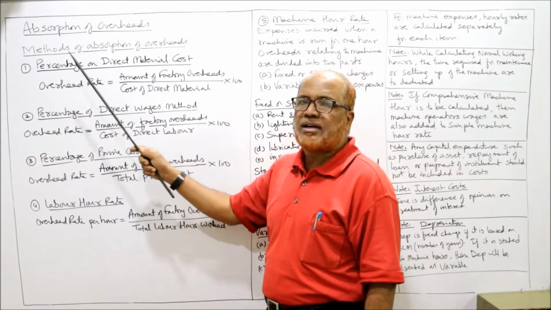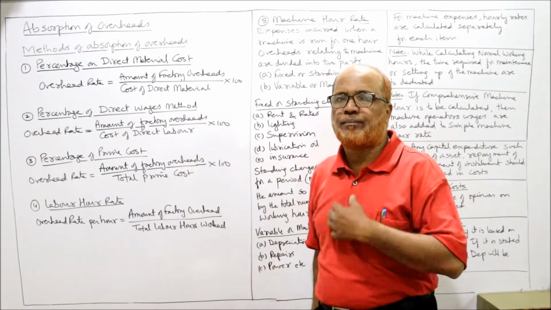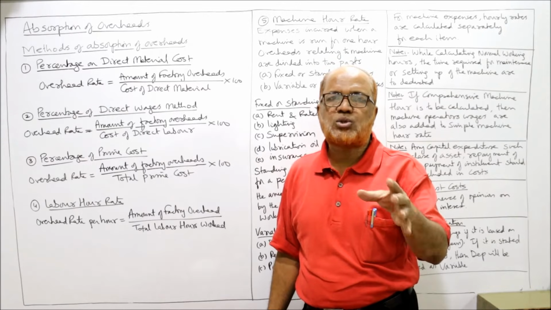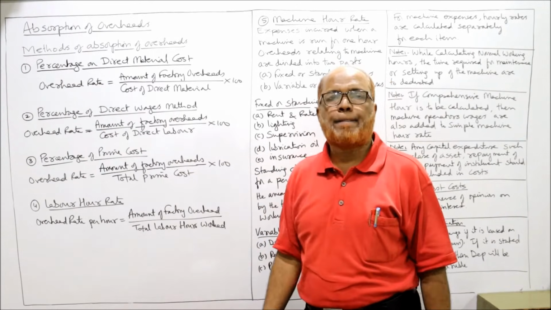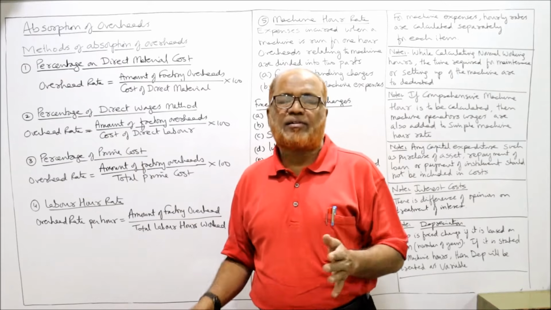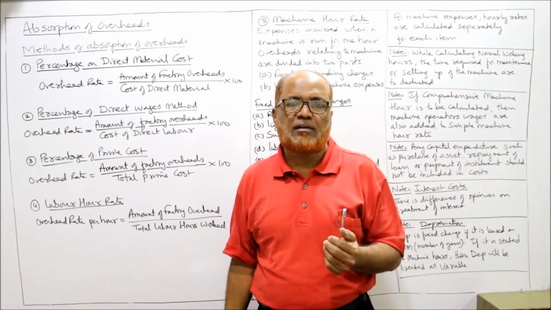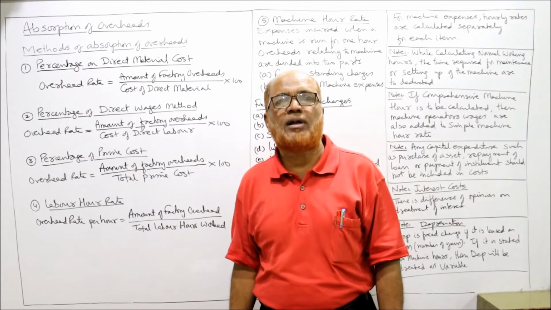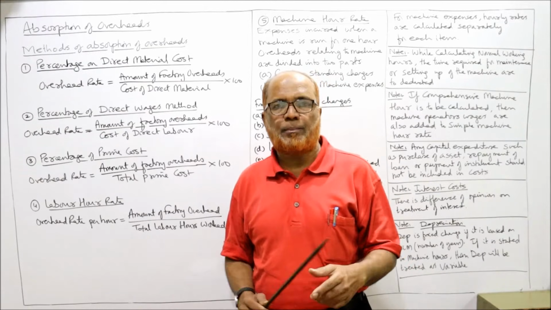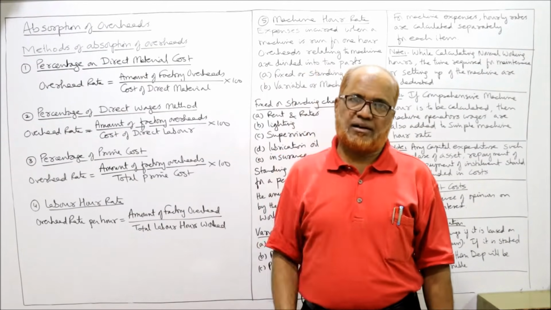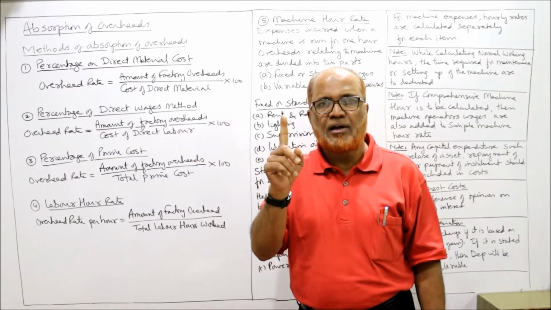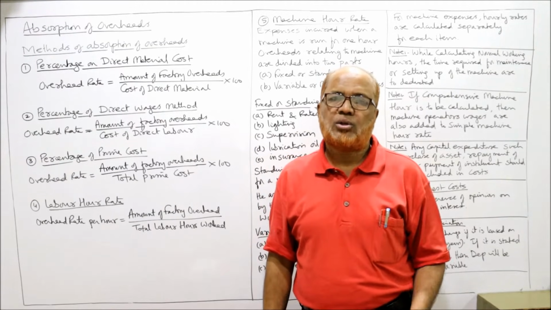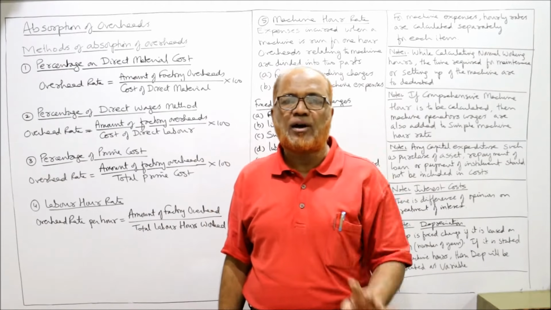The methods of absorption of overheads are, first one, percentage on direct material. Some producers say the overhead will be absorbed as a percentage of direct material. For example, in the case of a factory, the factory overheads are there. So the producer will calculate what is the percentage of factory overhead on direct material consumed. For example, in a particular period, the total factory overheads are 1 lakh, whereas the total material consumed in the factory is 10 lakhs. So 1 lakh rupees factory overhead, 10 lakh rupees is the material.